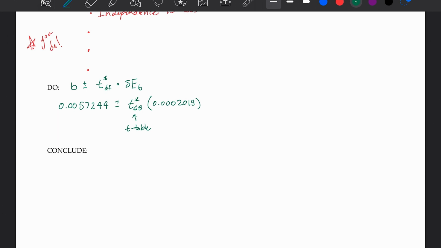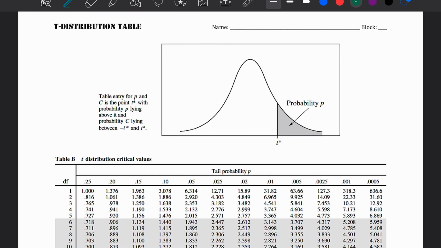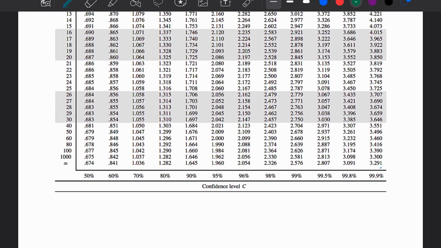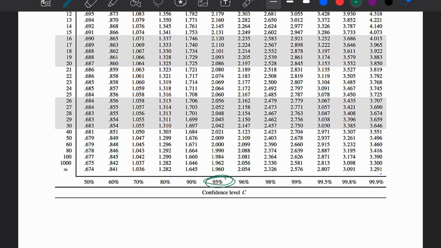We can go to the T table, okay? And here it is. It's been a while. We haven't looked at this in a long time. And we're looking at a 95% confidence level, which is right down here. So I'm going to look in this column up above it.